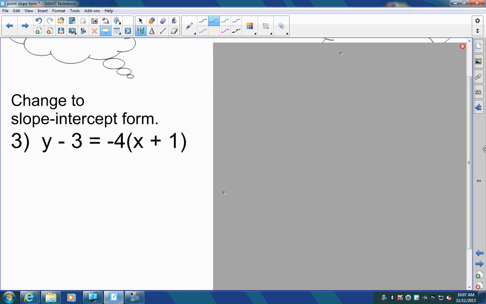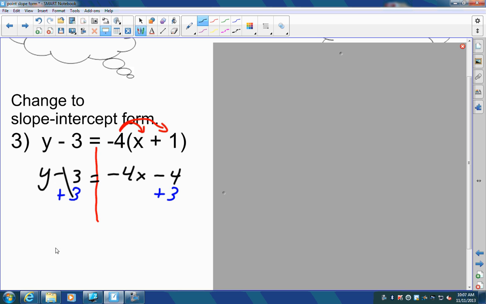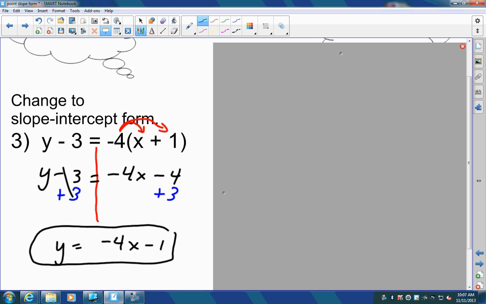So on this one, first thing I'm going to do is the parentheses and do my multiplying. So I have y minus 3 equals negative 4x minus 4. Now all I need to do is add 3 to each side. And I get y equals negative 4x minus 1. There's my equation.